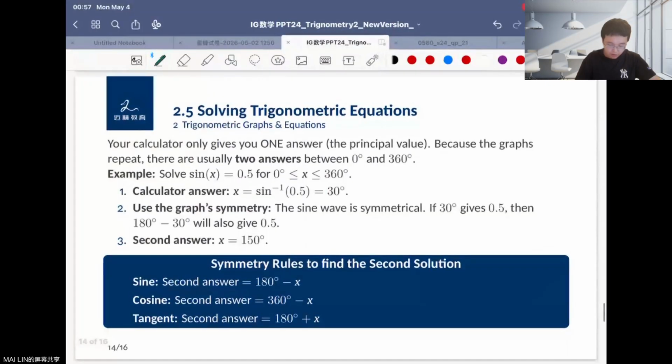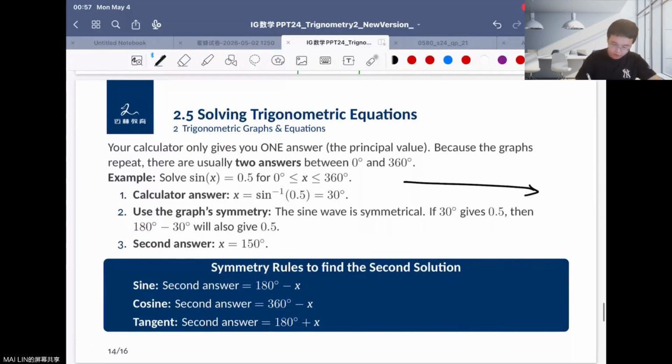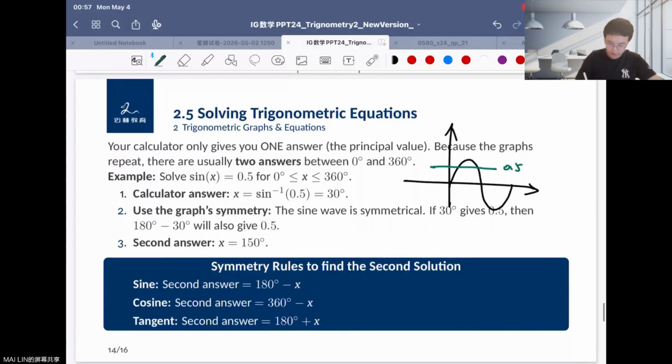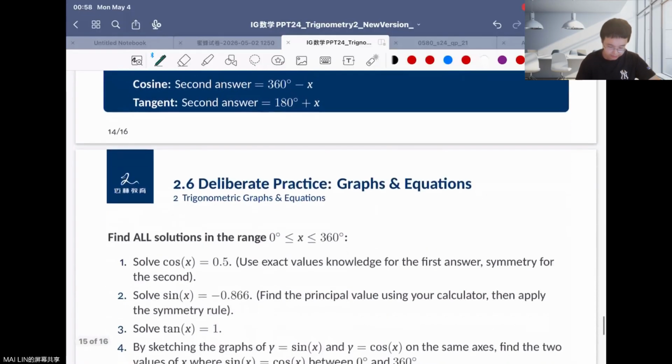If you want to solve a trigonometric equation, like sine x equals 0.5, you can draw the graph of sine x. Then 0.5 is a horizontal line. You can find there are two intercepts. That means for this equation, we have two solutions: one is 150 degrees, another is 30 degrees. Those are the two answers.